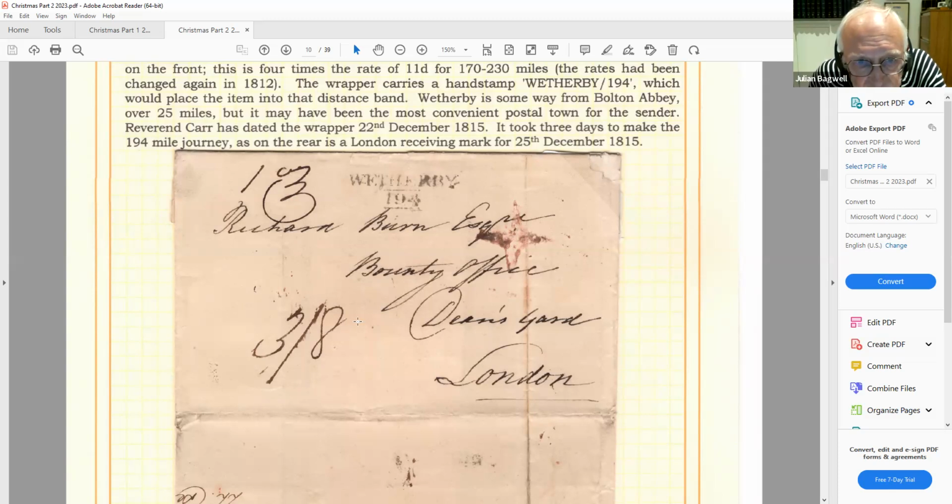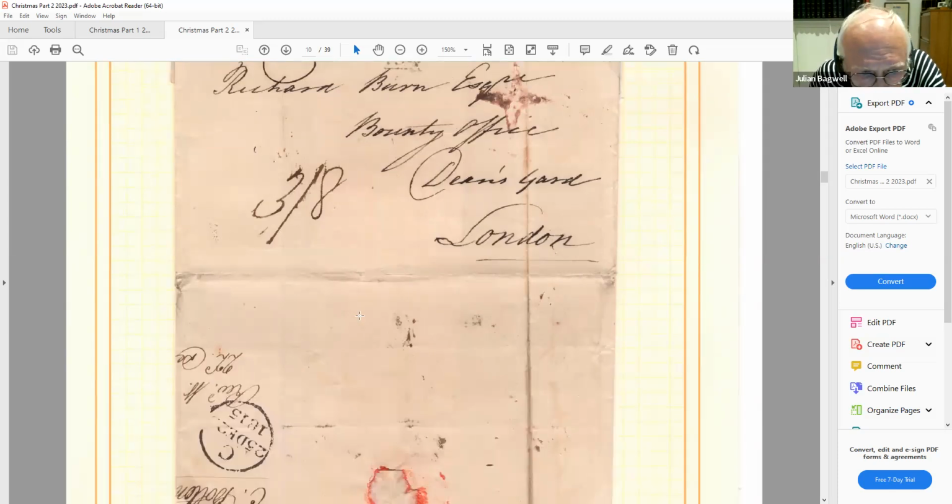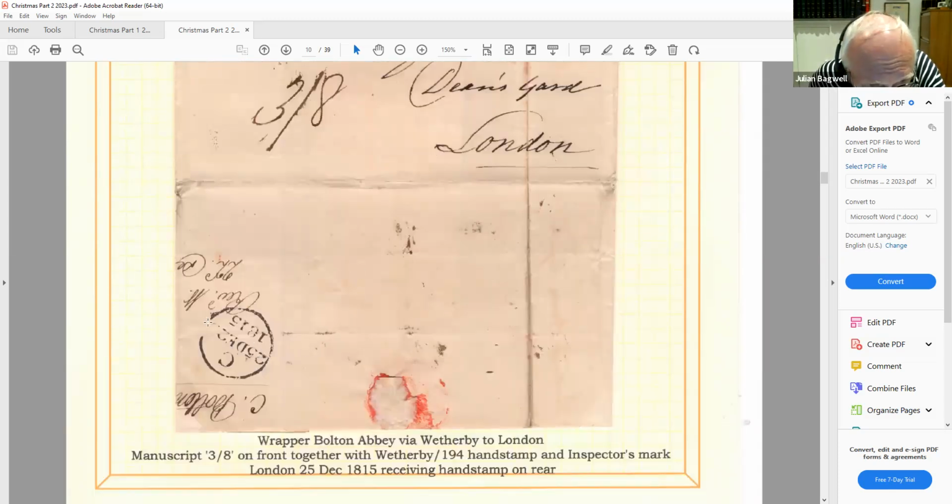The wrapper is dated in manuscript 22nd of December, and it arrived in London, you can see here, on the 25th. I won't go through that routine of reversing again. It takes a little bit of time, but there's a nice London receiving mark for the 25th.